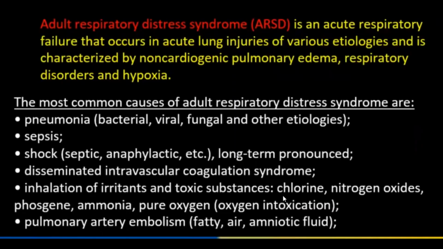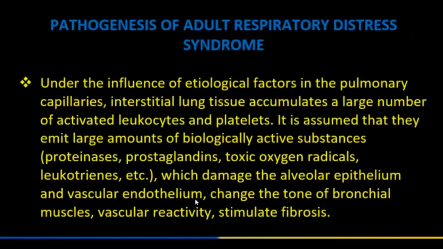Adult respiratory distress syndrome is an acute respiratory failure that occurs in acute lung injuries of various etiologies and is characterized by non-cardiogenic pulmonary edema, respiratory disorders, and hypoxia. Different causes: pneumonia, sepsis, shock, inhalation of irritants and toxic substances, pulmonary artery embolism.